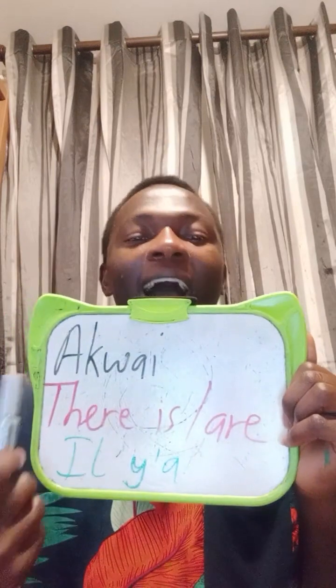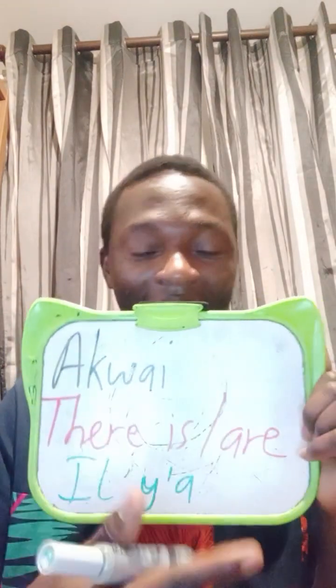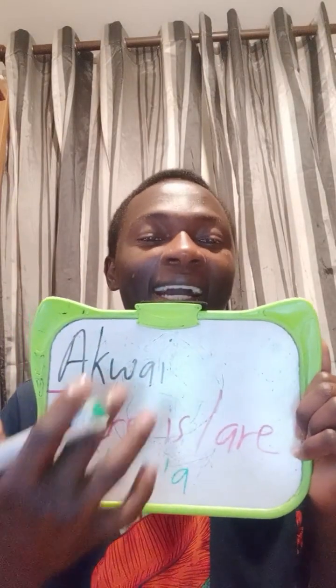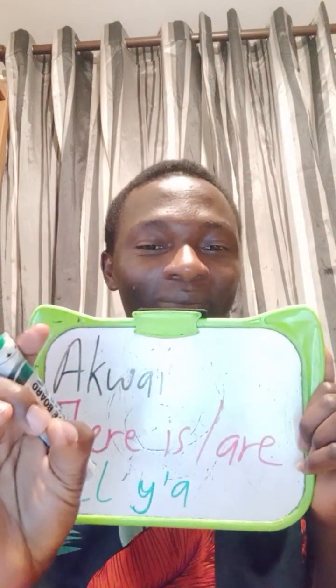Or is there, or are there any meats, or is there any meat? You say akwai nama. Are there any meat, or do you have any meat? The do you have, you can equally say kana da nama, but you can make it akwai nama, if you are telling your meat seller.